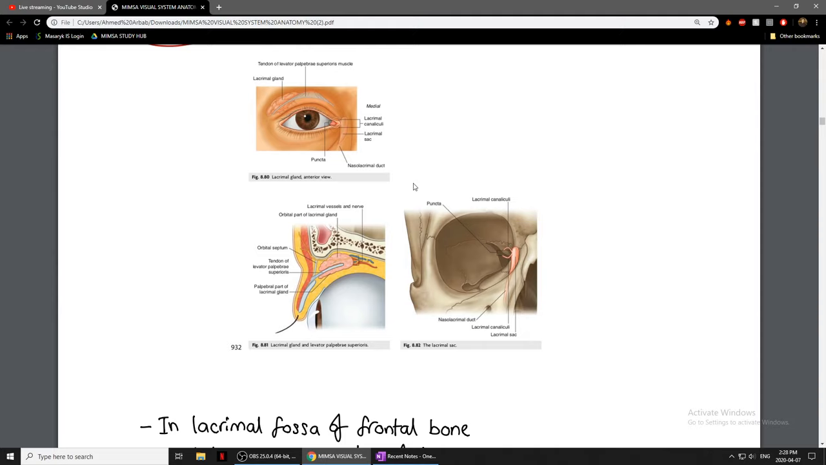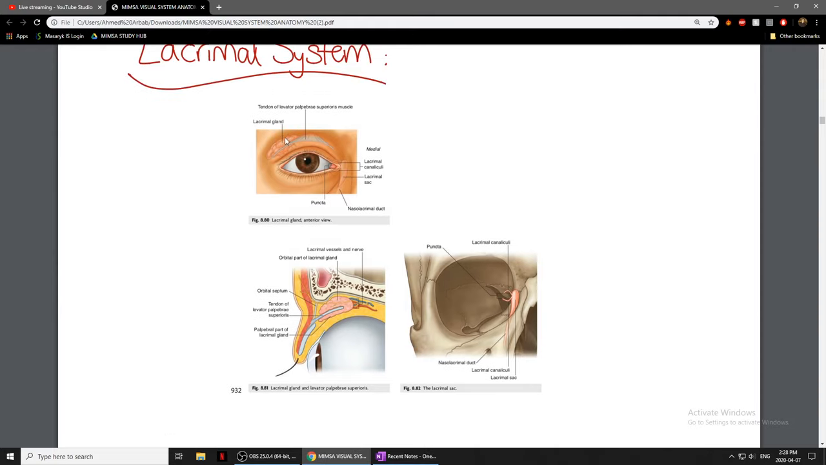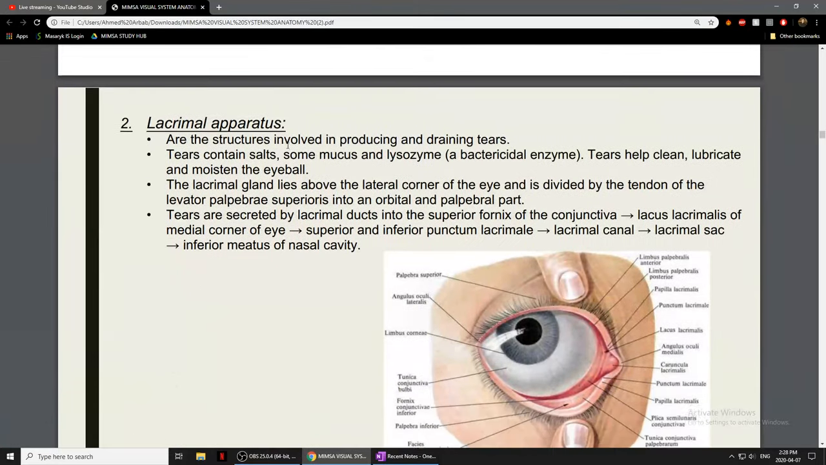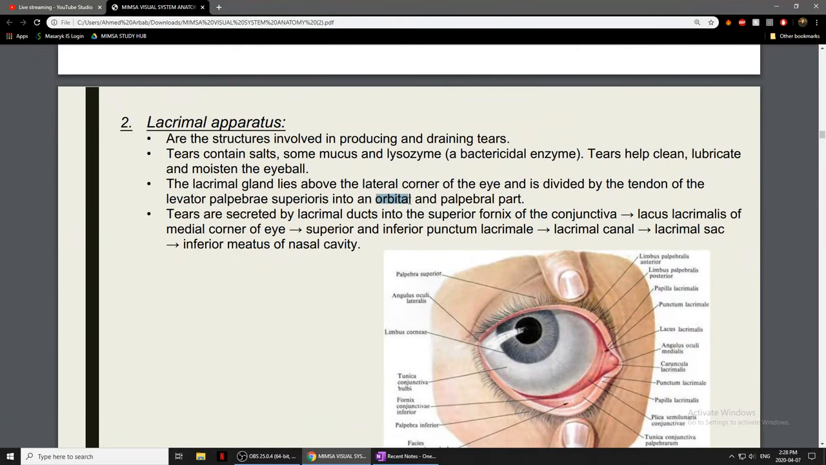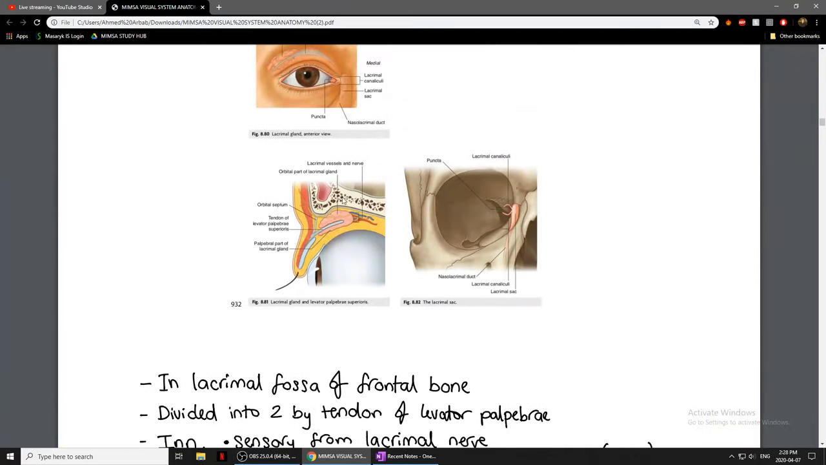Makes sense, right? So the lacrimal gland in this area is actually divided into two parts, both an orbital part and a palpebral part. The palpebral is the one closer to the eyelid, and the orbital is the one closer to the eyeball. And this gland is divided into two by this structure right here, which is the tendon of the levator palpebrae superioris.